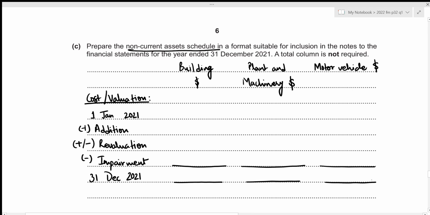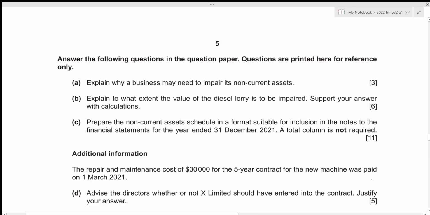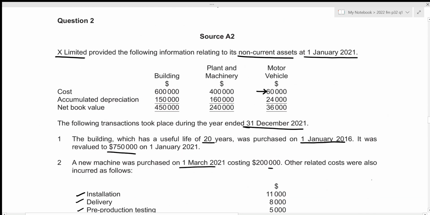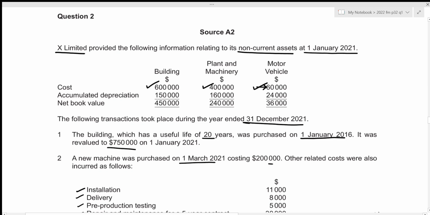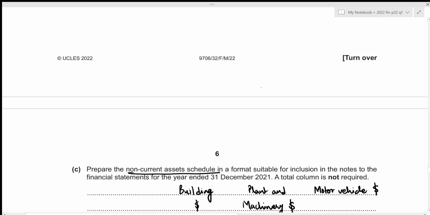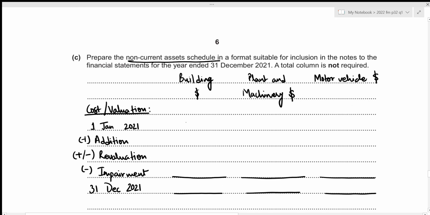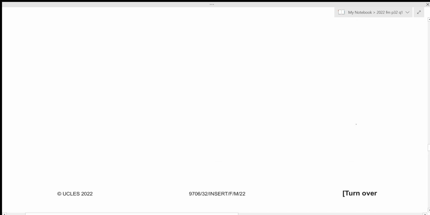Okay, let's substitute the cost for building, plant and machinery, and motor vehicles. Let's have a look above. We can see that the cost for building was 600,000, for plant and machinery it was 400,000, and motor vehicle it was 60,000. So let's write these three amounts. Again, let's have a look above for additions. And I think we are given new purchases for plant and machinery.